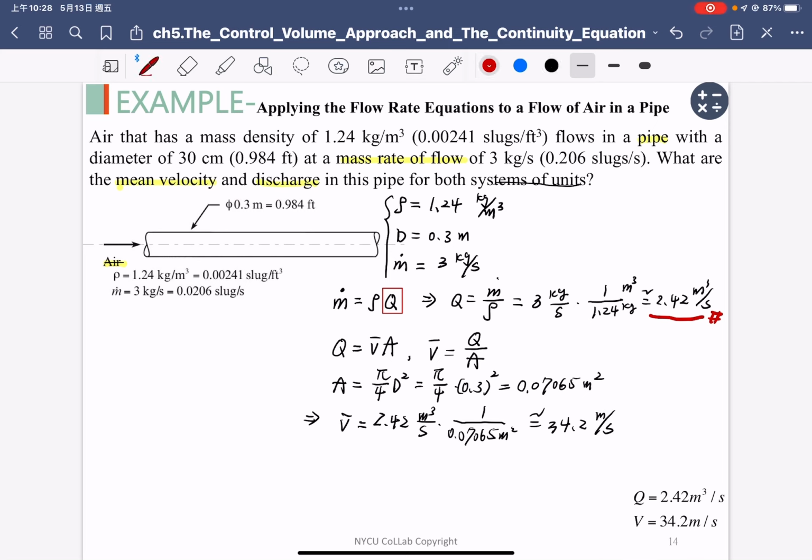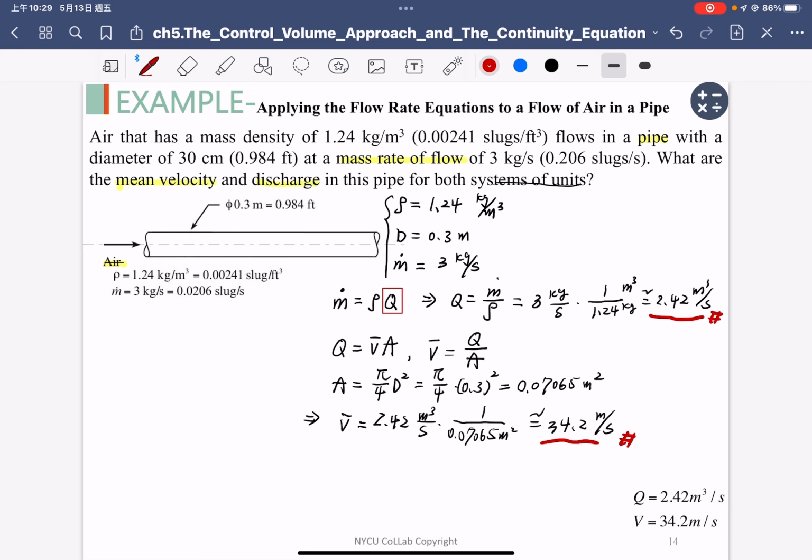Okay, so a very simple exercise. You just take a look at which parameters you already have, and then the question you would like to answer is related to the mean velocity and the discharge. So you just pick up the equation you need to answer the question. So that's exercise 1.